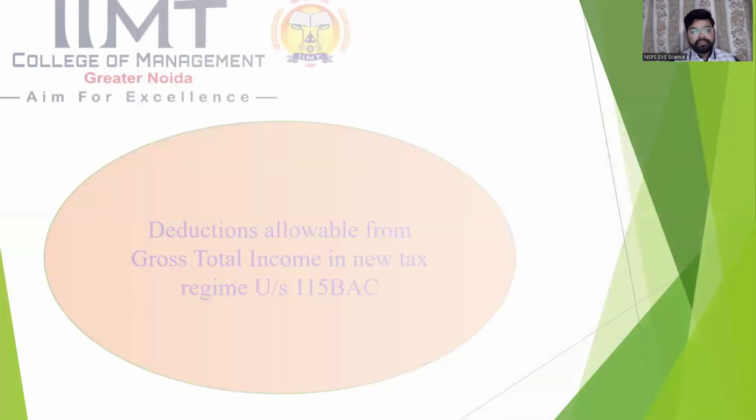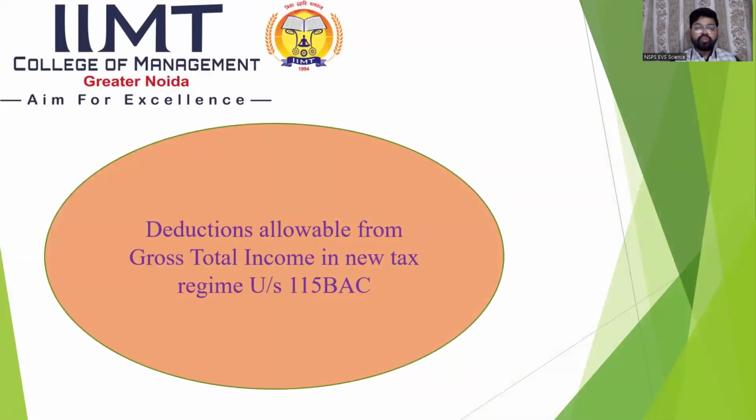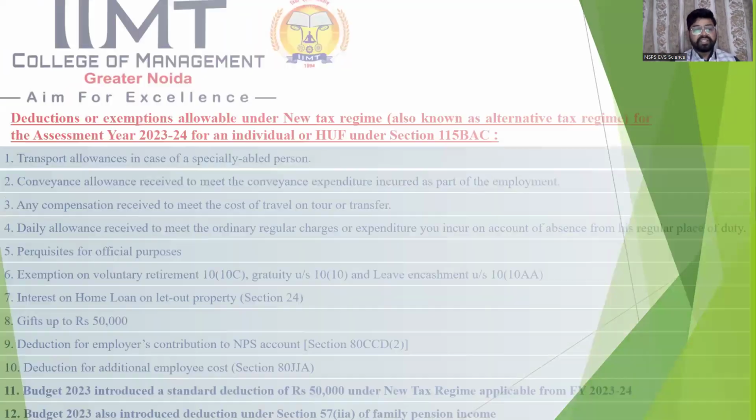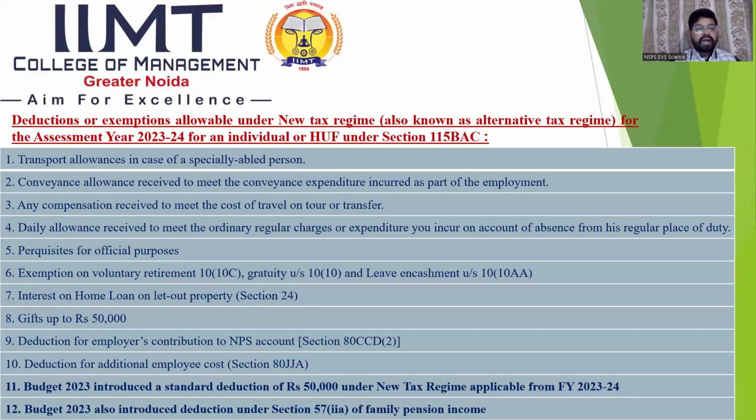The next part is the deductions allowable from the gross total income in the new tax regime. All the deductions we discussed previously are allowed in the old tax regime, but now we discuss the deductions in the new tax regime under section 115BAC. Deductions or exemptions allowable under the new tax regime, also known as the alternative tax regime, for assessment year 2023-24 for an individual or HUF under section 115BAC are as follows.